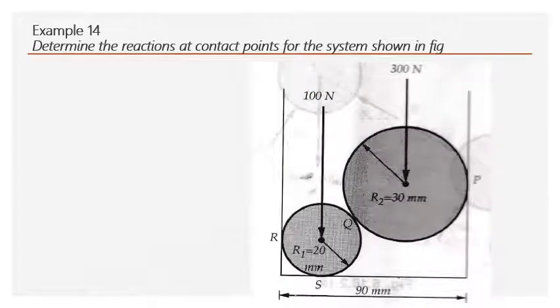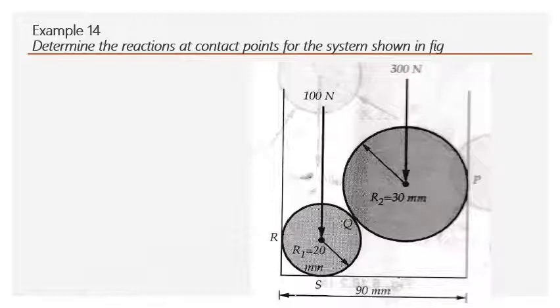So yes, 13 problems were solved. This is the 14th problem. Determine the reactions at contact points for the system shown in the figure. Two spheres, one of radius 20 millimeter and another of radius 30 millimeter. Sphere 1 has the weight 100 Newton and sphere 2 has the weight 300 Newton. They are enclosed in a channel of width 90 mm. The contact surfaces are named S, R, P, Q.